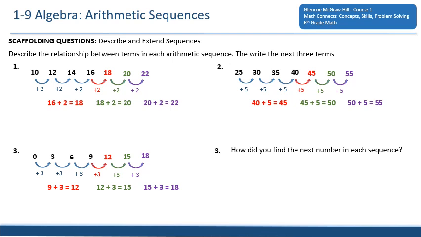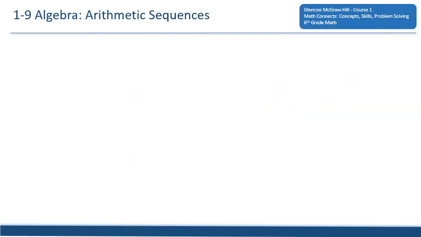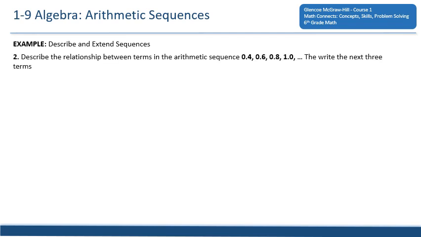How did you find the next number in each sequence? By adding the difference between consecutive numbers to the last number. Example, describe and extend sequences. Describe the relationship between terms in arithmetic sequence 0.4, 0.6, 0.8, 1.0. Then write the next 3 terms.